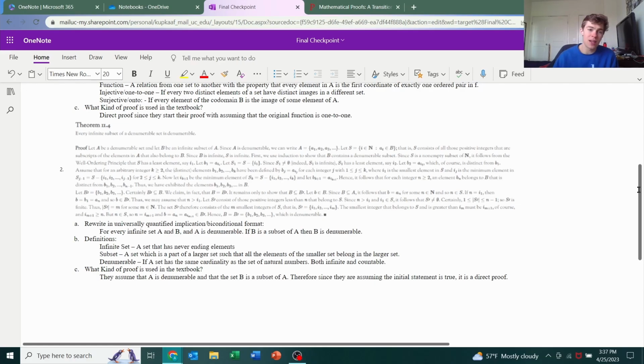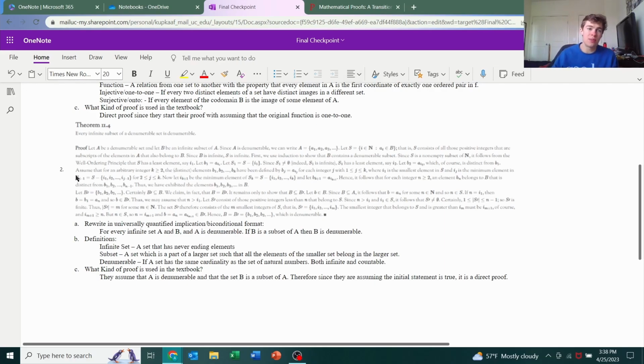So an infinite set is a set that has a never-ending number of elements. And then a subset is a set which is part of a larger set such that all elements of the smaller set belong to said larger set. And then finally, denumerable means a set has the same cardinality as the set of natural numbers, both infinite and countable. And then what kind of proof is used in the textbook?